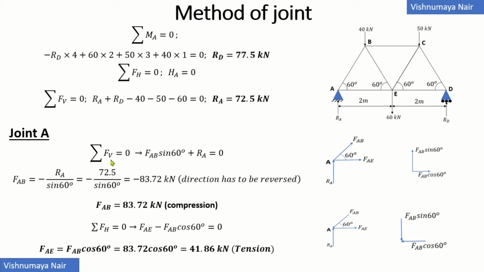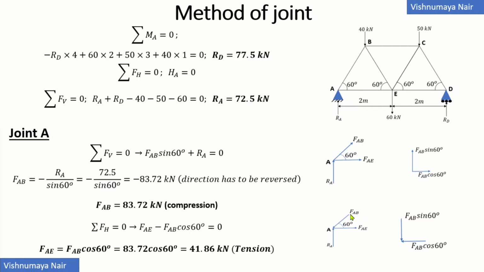So summation FV equal to 0 implies FAB sin 60 plus RA is equal to 0. Both are positive because both are acting in the upward direction. Now FAB will be equal to minus RA by sin 60, right? RA is equal to 72.5. So this will be equal to minus 72.5 by sin 60, which is equal to minus 83.72 kilonewton. Since this is negative, we'll have to reverse the direction of FAB as towards the joint.